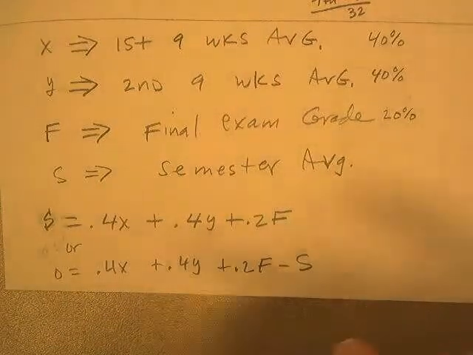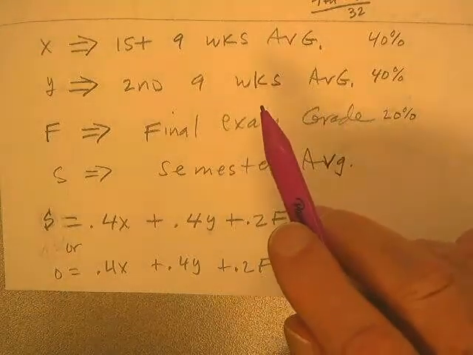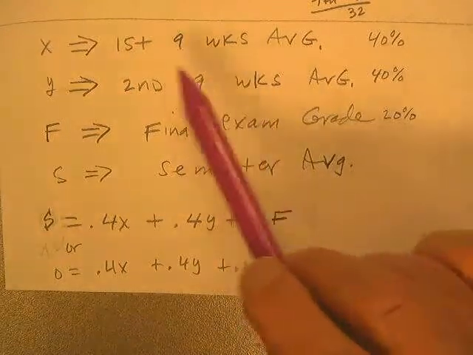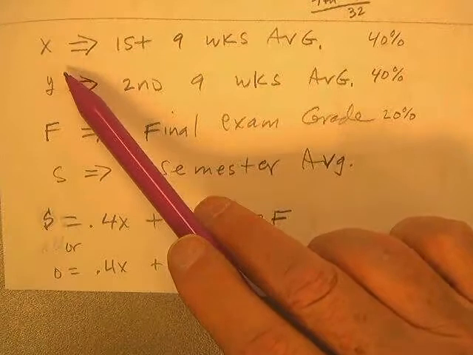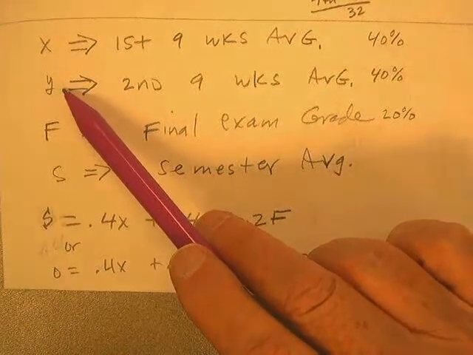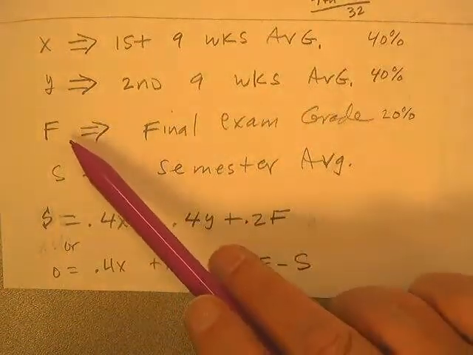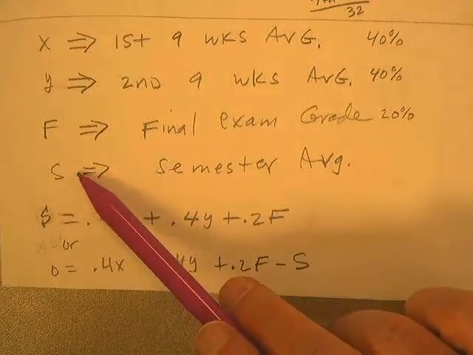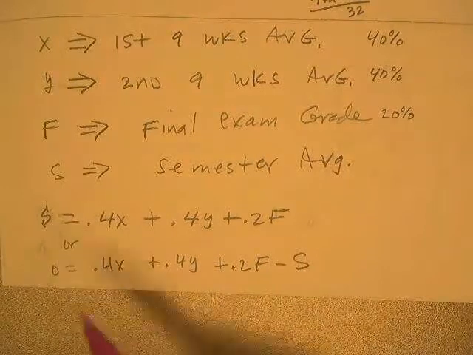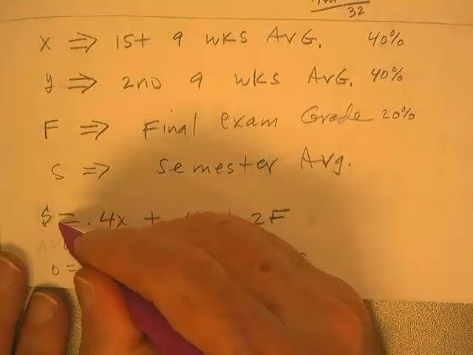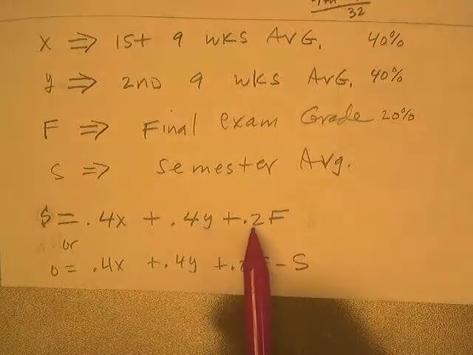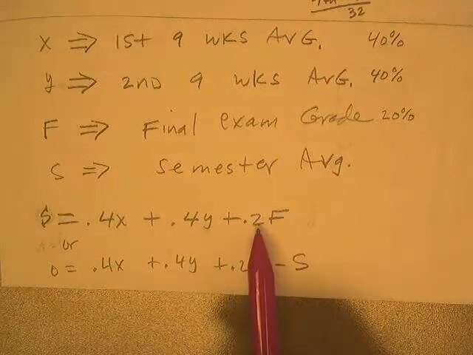Okie dokie, here we go on calculating your semester grade. So X is the first 9 weeks, Y the second. These are averages. F is going to stand for your final exam, and S is for your semester average. So here's your formula. S equals 0.4X plus 0.4Y plus 0.2F.